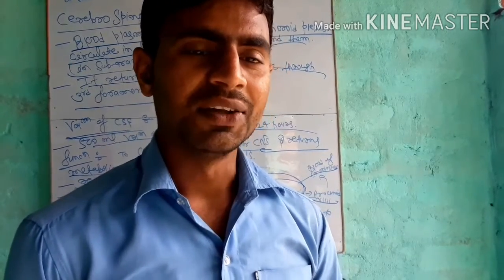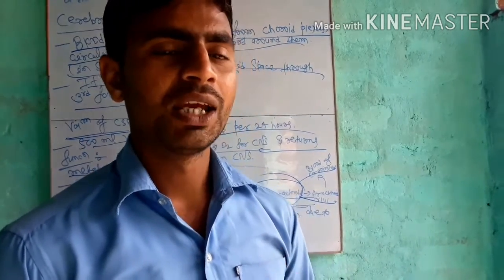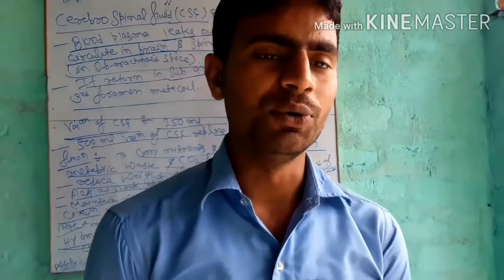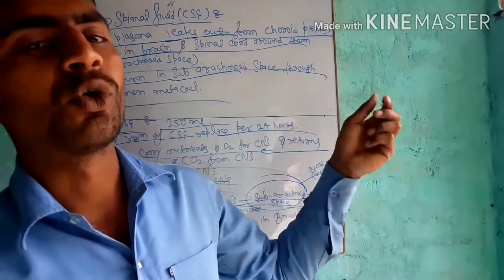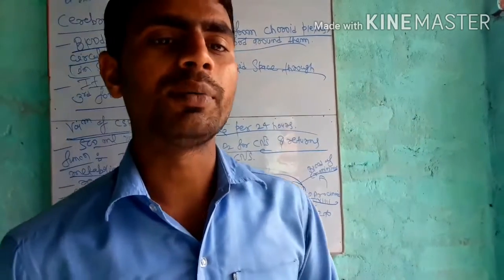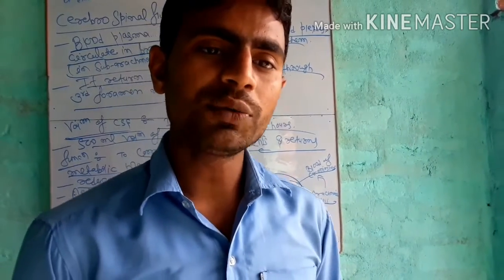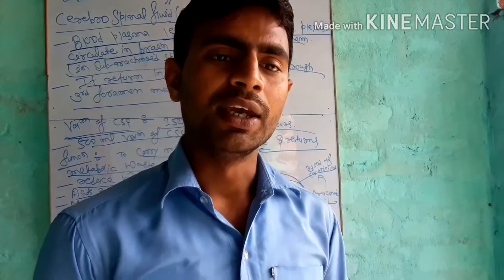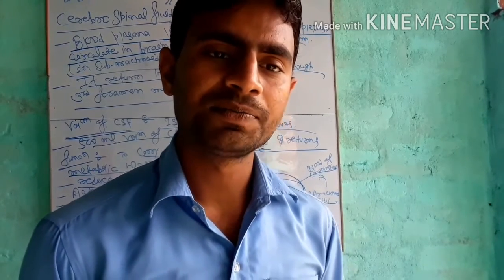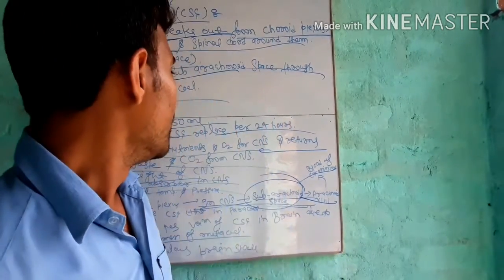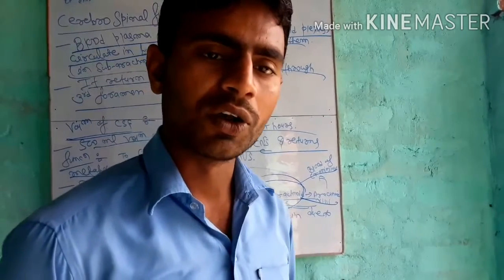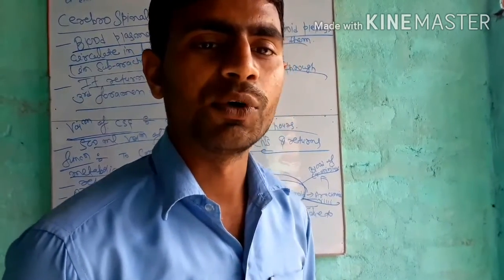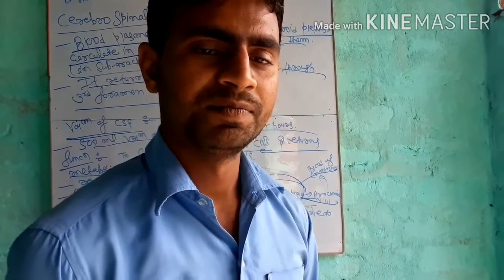This is the complete knowledge about cerebrospinal fluid. Cerebrospinal fluid is secreted by the choroid plexus by filtration of blood. The amount of cerebrospinal fluid is 150 milliliters. This is the knowledge about cerebrospinal fluid.